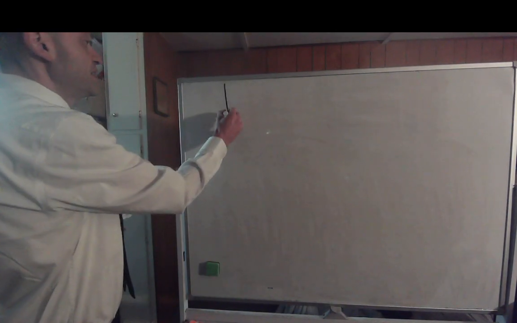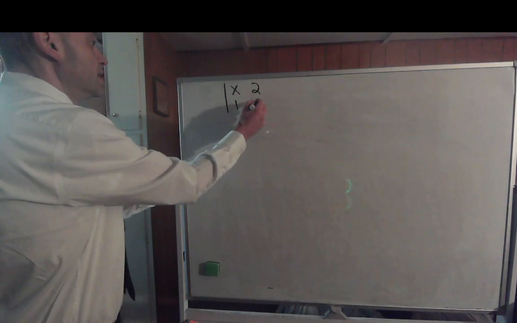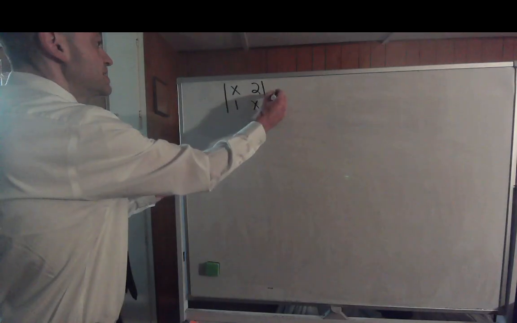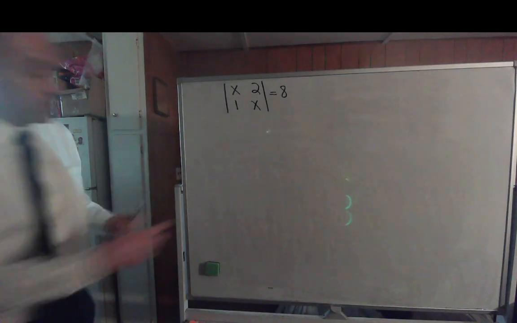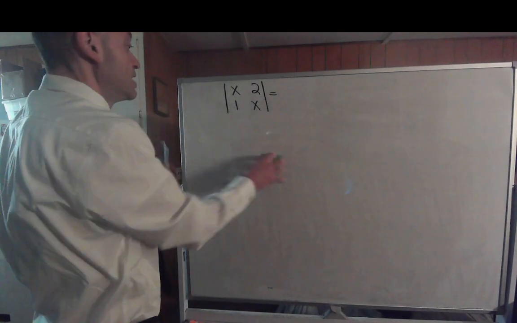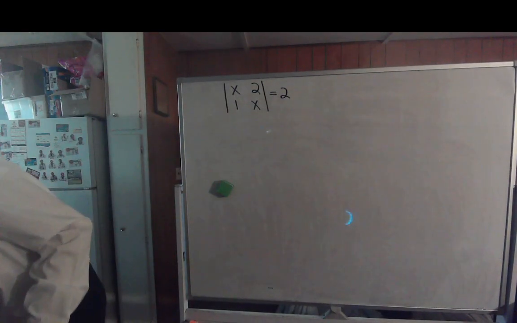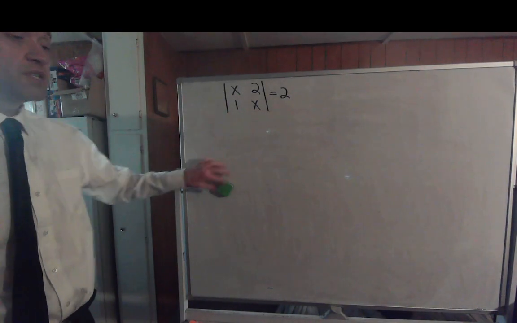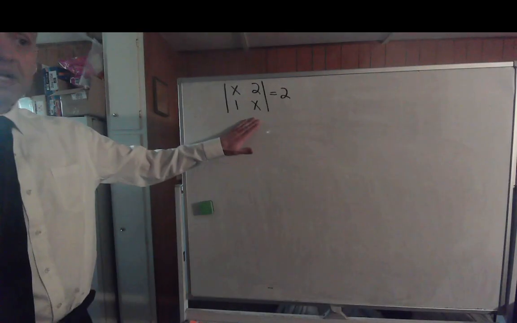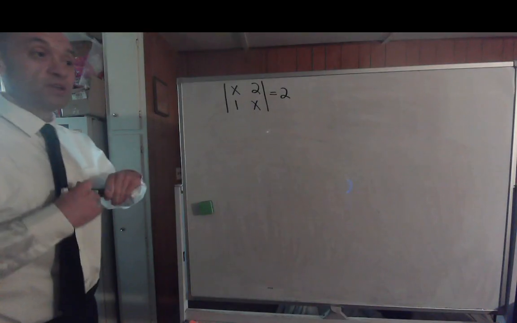The goal is going to be to solve for x. Let's say you have a determinant x, 2, 1, and x, and that's equal to 8. Now actually, let's make that equal to 2. I was reading it wrong. Make that a little bit easier. So we have the determinant of x, 2, 1, and x equal to 2. Well, it's a 2 by 2 determinant that equals the value of 2. We're going to solve for x.